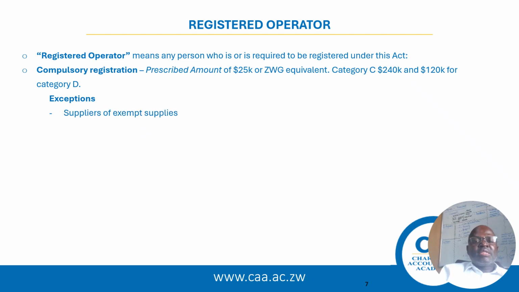If you are a supplier of exempt supplies, even if you reach these prescribed amounts, you will not be compulsorily registered. You are not required to be registered if you are supplying exempt supplies. You have to be very careful there. Some have mixed supplies. The exempt supplies portion is not counted when you're looking at the prescribed amount. But if you have other supplies that are VATable and they get to the prescribed amounts, or are expected to hit that threshold within the next 12 months, then in that case, you are supposed to be compulsorily registered.